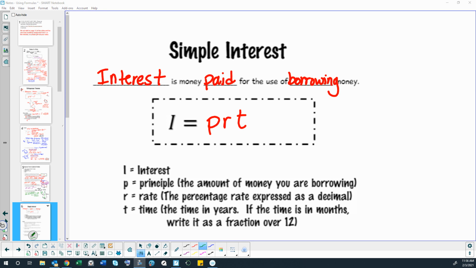Right, this is page 14 in our note packet. We're learning about the formula for simple interest. And let's start with the definition. Interest is money that is paid for the use of borrowing money.